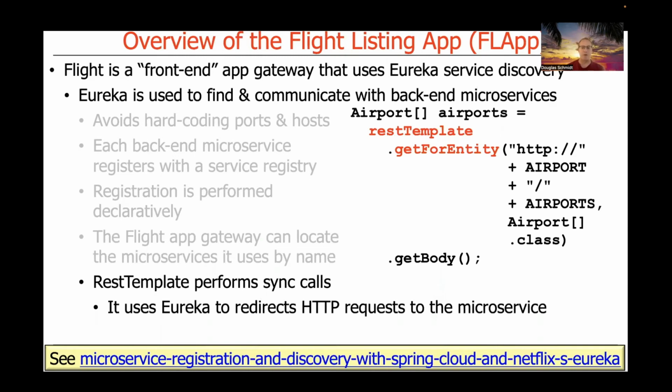Sorry, we just put the name. We don't put the port number or the name of the host itself. That's figured out by Eureka using the magic of the getForEntity method on the RestTemplate class.